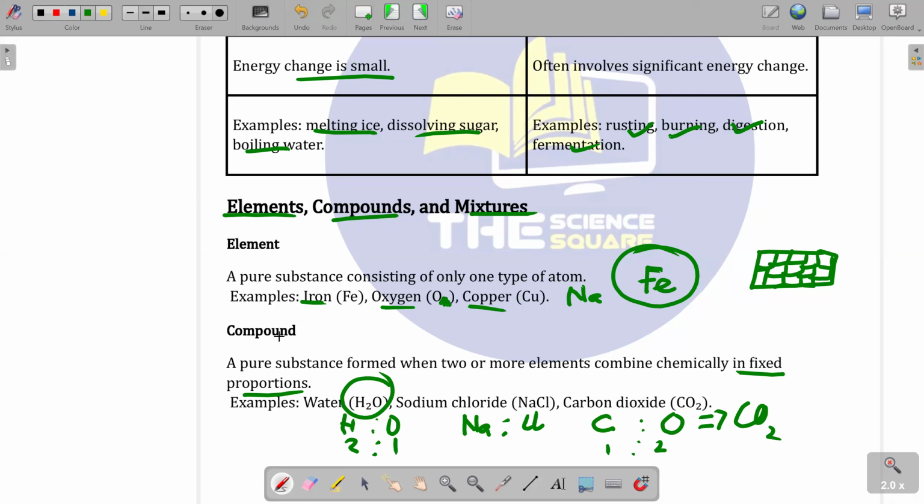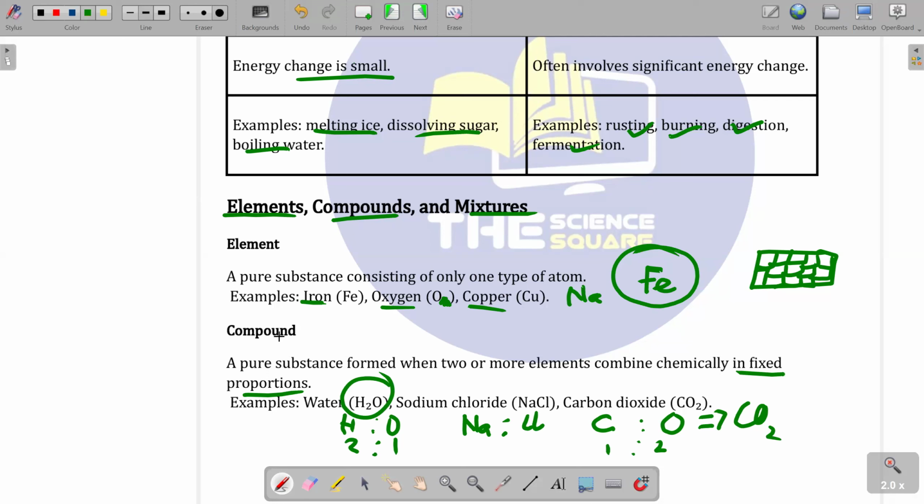Now, how about mixtures? When we talk about mixtures, a mixture is a physical combination of two or more substances that are not chemically combined. So it contains two or more constituents that are not chemically combined. They are physically combined, and hence they can be separated by physical means. Unlike compounds, whose elements cannot be separated by physical means. We're going to look at the differences in a minute.